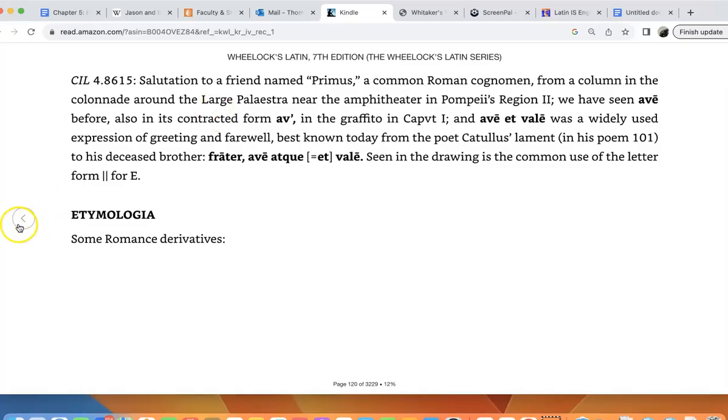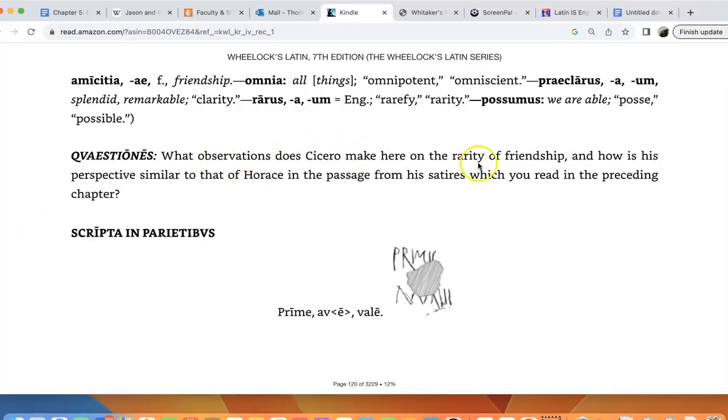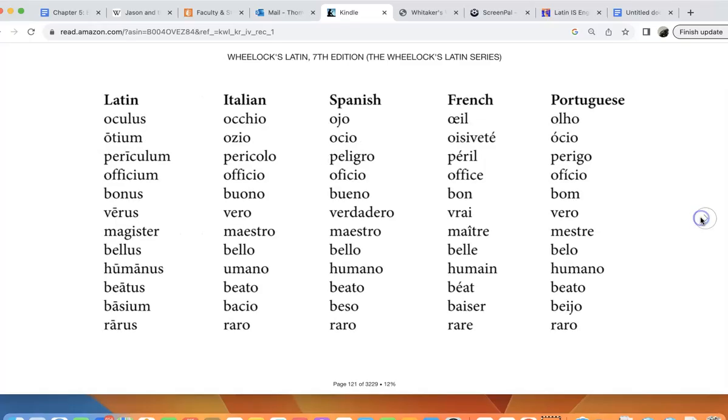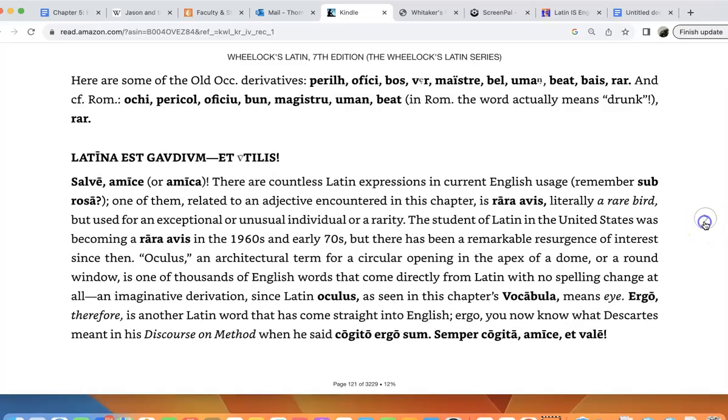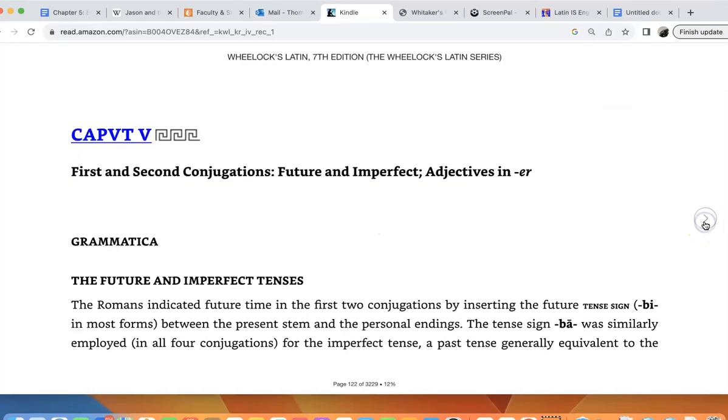And also the kinds of essay questions. What observations does Cicero make here on the rarity of friendship, and how is his perspective similar to that of Horace in the passage from his satires, which you read in the preceding chapter? In other words, about what is happiness. So those are the kind of essay questions. And then you can see the importance of Latin for other languages. So hopefully you're reading this on your own. In the next chapter, we actually go into the future and past tenses, first and second. So next week is going to focus on verbs.